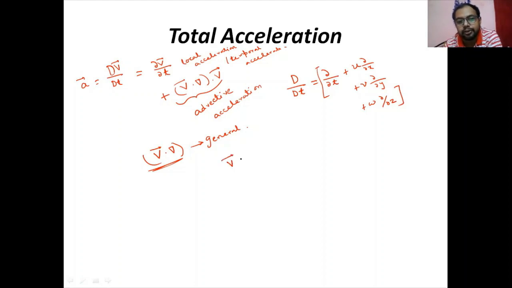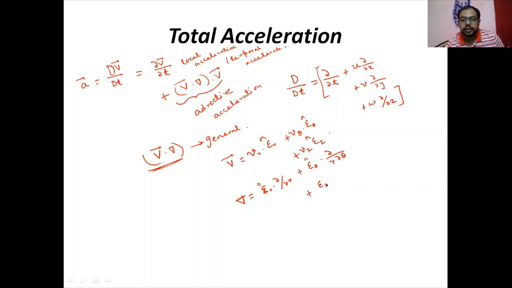Because in cylindrical polar coordinate, the velocity vector is nothing but the radial velocity into the radial direction, plus the tangential velocity into the tangential direction, plus the axial velocity into the z direction. This will never change. In that case, the del in cylindrical polar coordinate is er into d by dr, in the radial direction, plus e theta into 1 by r d by d theta in the tangential direction, plus ez into d by dz.